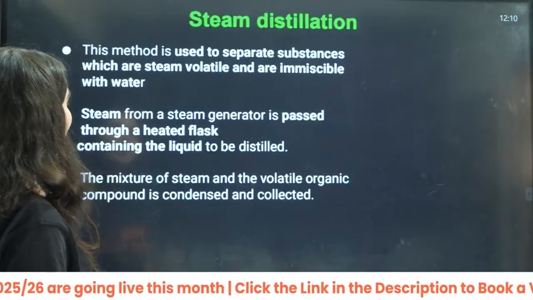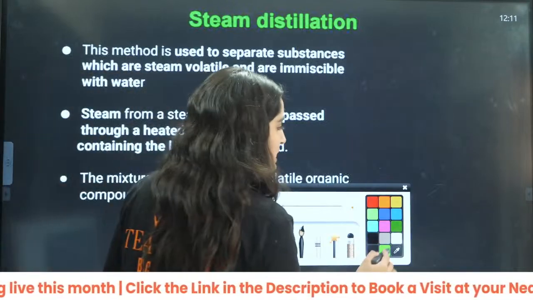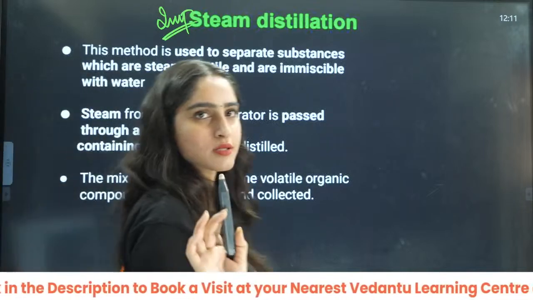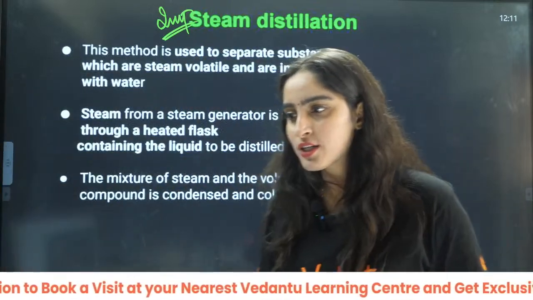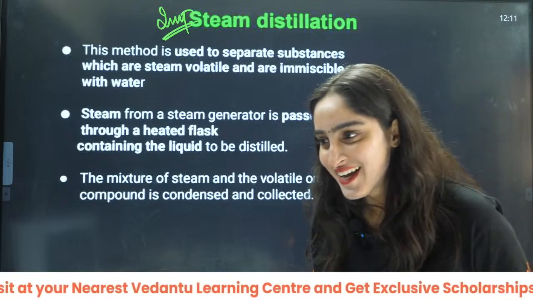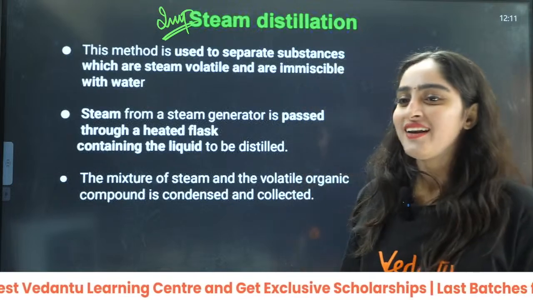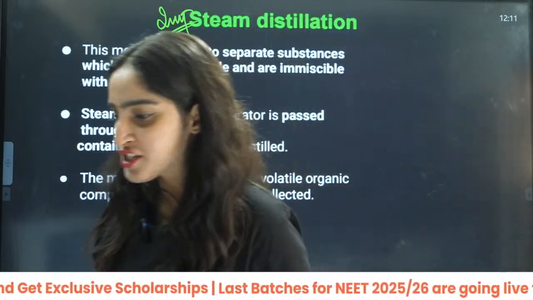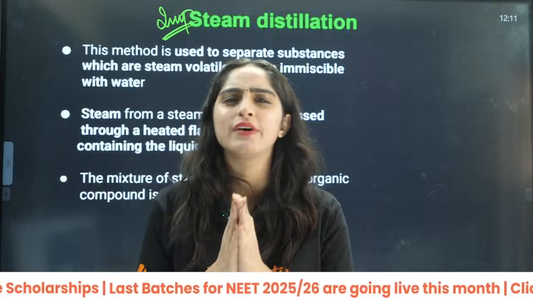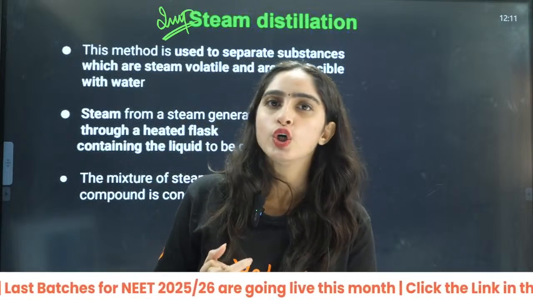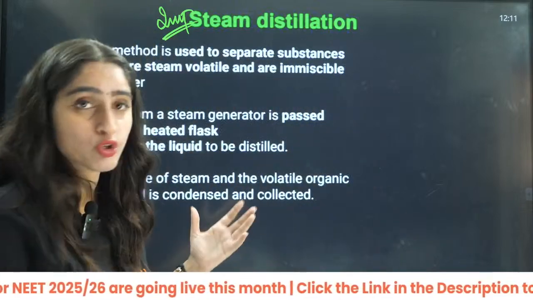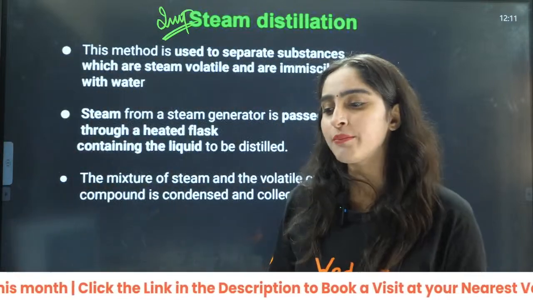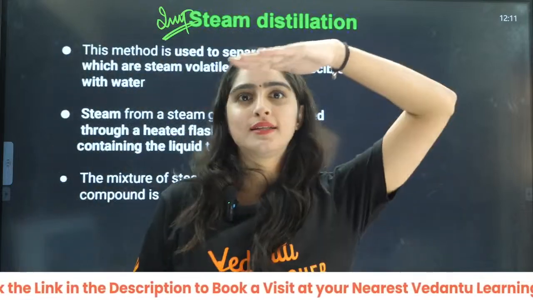Now, the last one is steam distillation. Again, very, very important. Beta, distillation processes are very important, right? Now, let us talk about steam distillation. Let us see what steam distillation is. Very simple. We know two things now: we have orthonitrophenol and para-nitrophenol. This question is asked, right? So in steam distillation, what I am doing is the same.